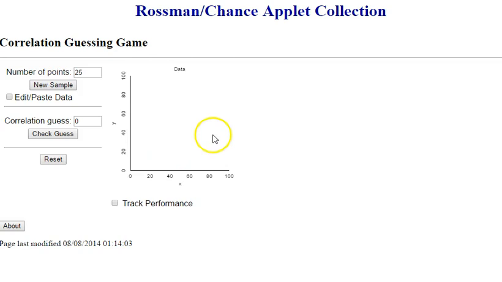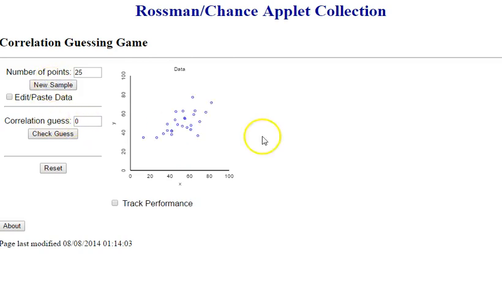Okay, so here is kind of a moderately strong relationship. What do you think the correlation is? I'm going to guess about 0.5. Not bad, 0.663. I'm a little bit off. Okay, so let's look at another sample.